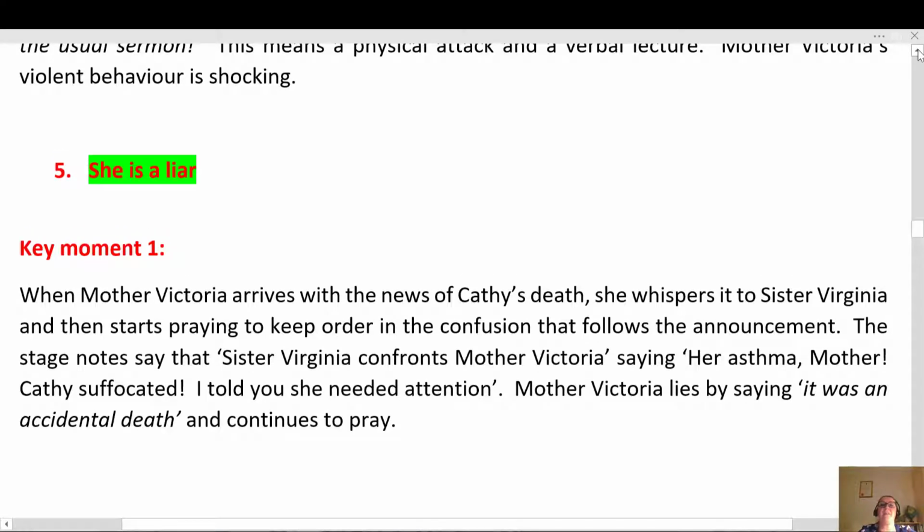These are the characteristics of the villain Mother Victoria as part of the comparative hero-heroine villain using the play Eclipsed by Patricia Burke-Brogan.